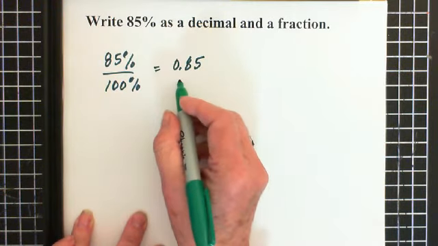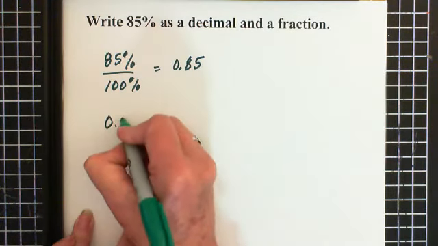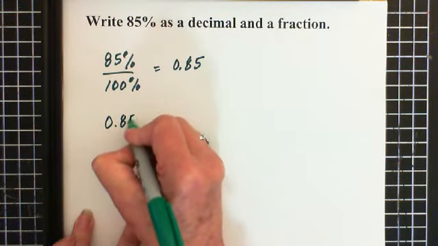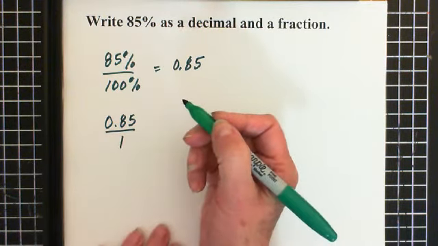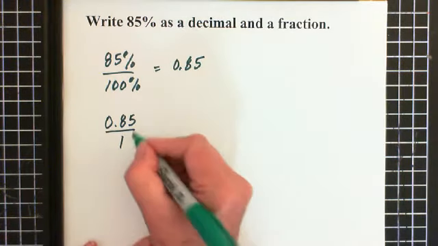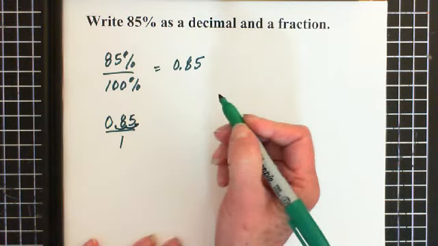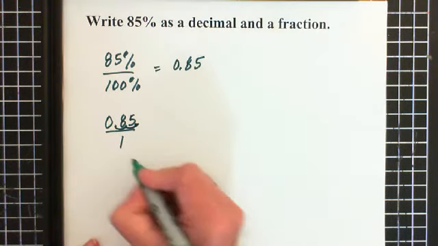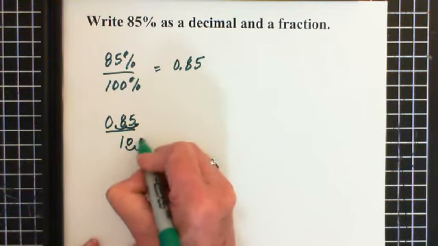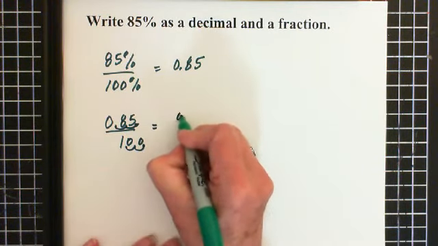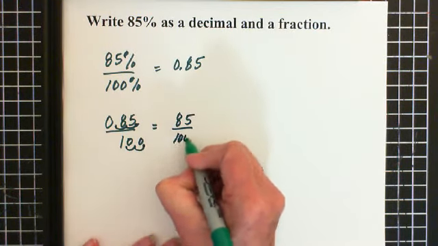Now, if we want to change this decimal into a fraction, we take 0.85 divided by 1. We move the decimal in the numerator 2 places to get rid of the decimal on the top. What we do on the top, we do to the bottom, so we move it 2 places. And we end up with 85 over 100.